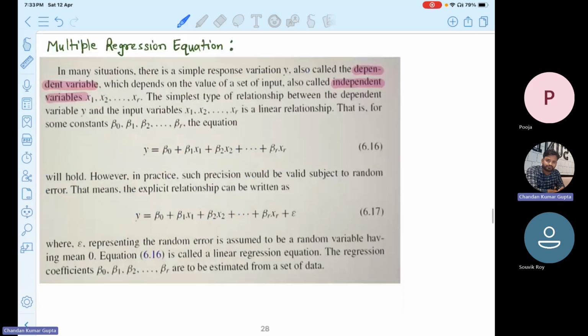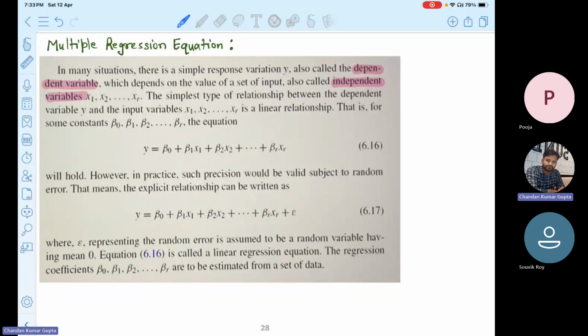Now the next is the multiple regression equation. Since we have discussed linear regression, now multiple regression is there. It is possible that we have a response variable y, which is the dependent variable obviously, and it depends on a number of variables, a set of values of inputs, the number of independent random variables, like x1, x2 and those. So this is the form of the multiple regression equation: beta naught plus beta 1 x1 plus beta 2 x2 plus dot dot plus beta r xr.